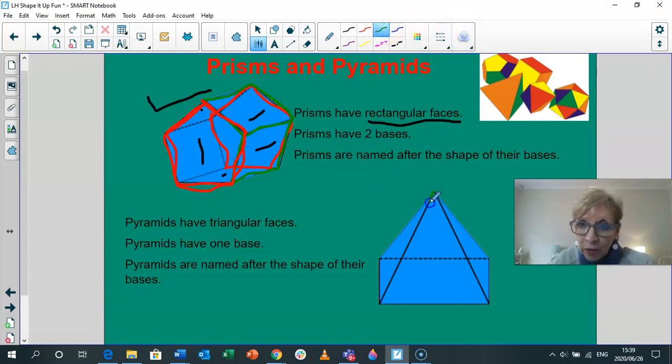So, and they all join at that point at the top, the vertex at the top. So there we know that this is a pyramid because it has got a triangular face. All right, there we go. All right, and pyramids have got one base only. There is the pyramid's base. And pyramids are also named after the base.